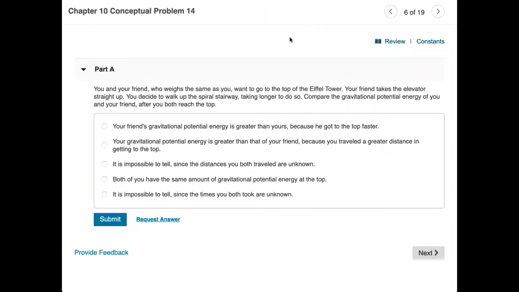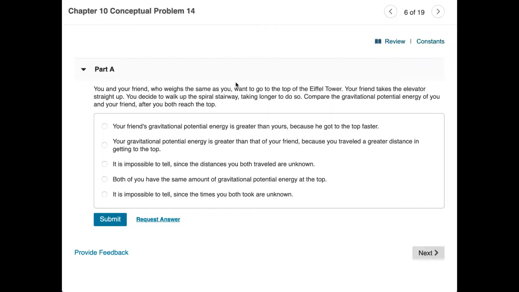Question 6. You and your friend, who weighs the same as you, want to go to the top of the Eiffel Tower. Your friend takes the elevator straight up and you decide to walk the spiral stairway, taking longer to do so. Compare the gravitational potential energy of you and your friend after you both reach the top. Here's the thing. Gravitational potential energy is mgh, the mass times g times the height to which you ascend. It does not matter how you get there.